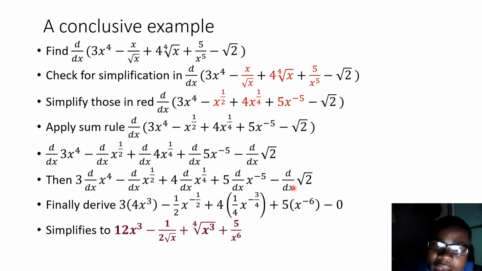Here we take out 5, and we remain with -5; -5 minus 1 is -6. We have x to the -6. We multiply by the coefficient, which will be 5, but then we know the derivative of a constant, which is the square root of 2, will be 0. Now the final answer will be 12x cubed minus 1 over 2 square root of x plus the fourth root of x cubed plus 5 over x^6. Now let's move on.